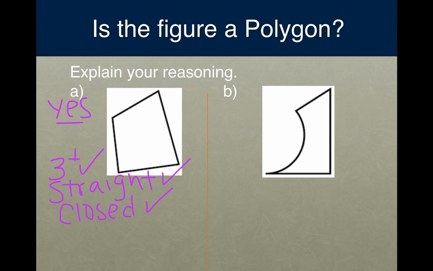Now if we look at figure B, does it have 3 plus lines? Well, yep, there's 4 of them. Are they straight?